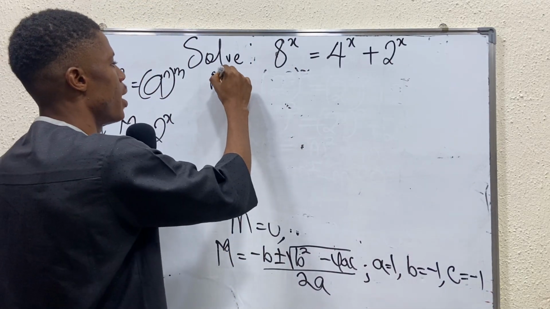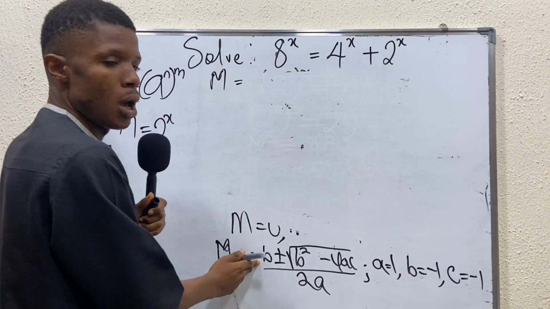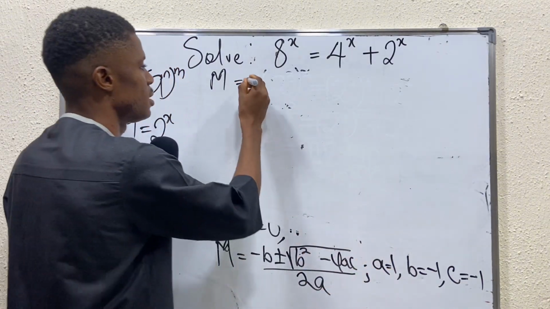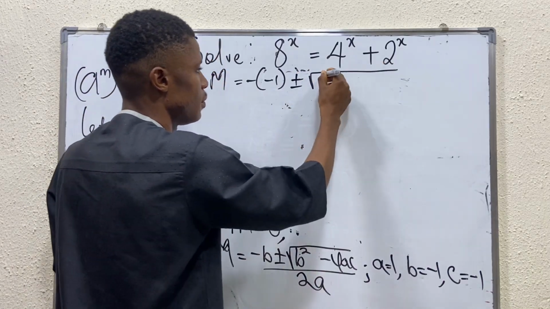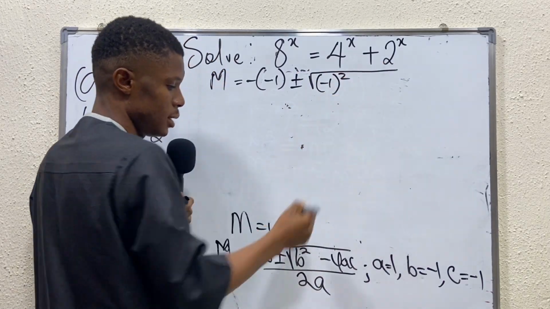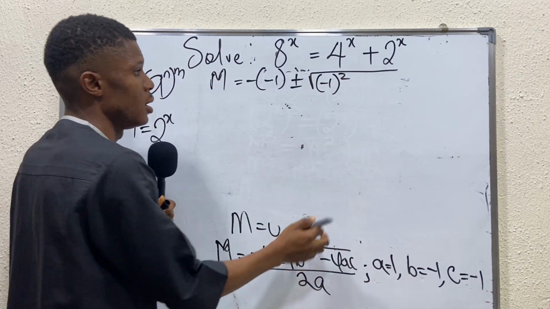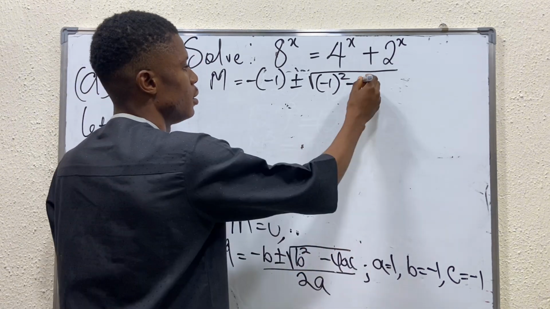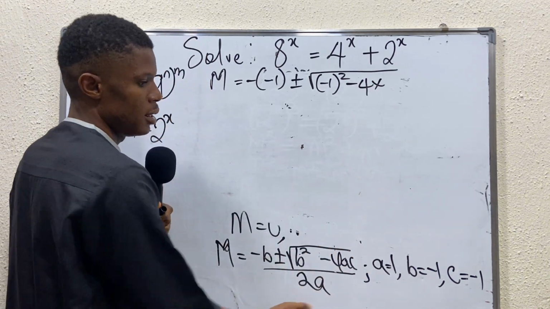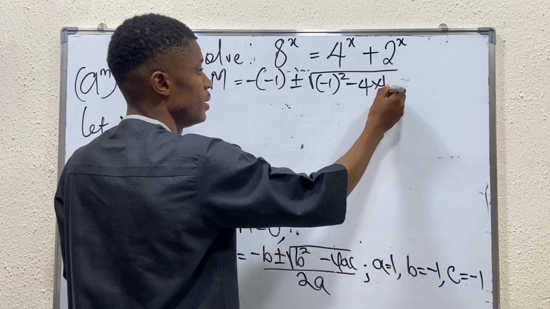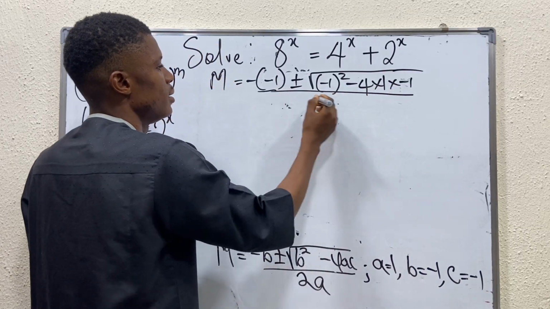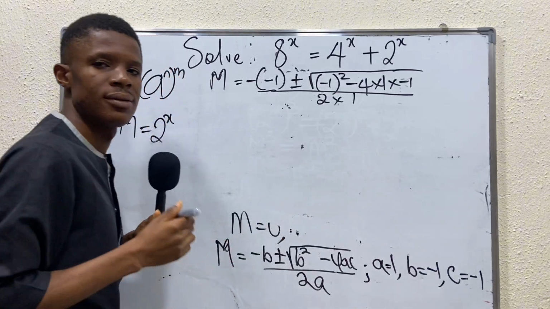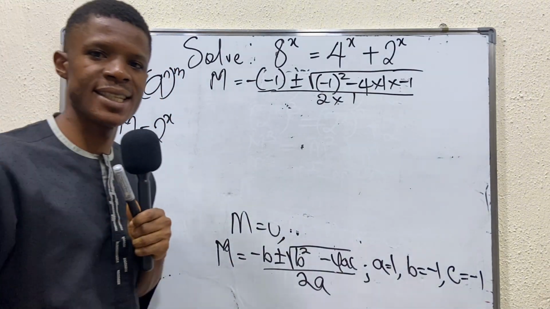We have that our m will be equal to minus b, which is -1, plus or minus the square root of -1 all squared because of b, then minus 4 times our a, which is 1, times our c, which is -1, divided by 2 times 1. Good. We are getting there, right?